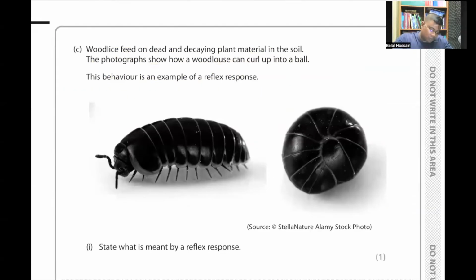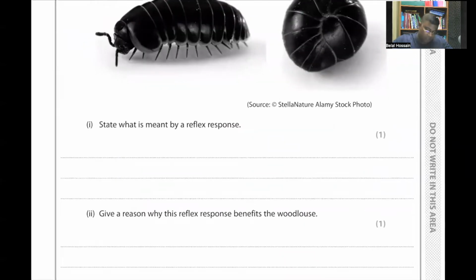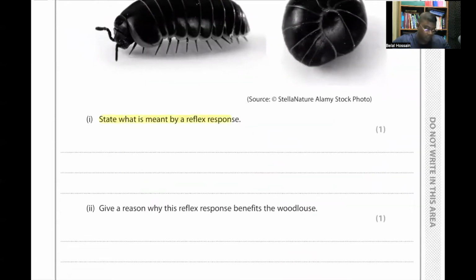Part C. Woodlice feed on dead and decaying plant material in the soil. The photographs show how a woodlouse can curl up into a ball. This behavior is an example of reflex response. State what is meant by the term reflex response. So basically, a reflex response is autonomic, automatic, involuntary. It does not involve the use of the brain, without thinking.